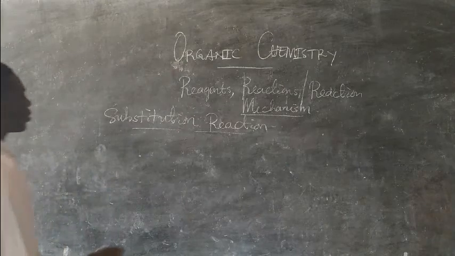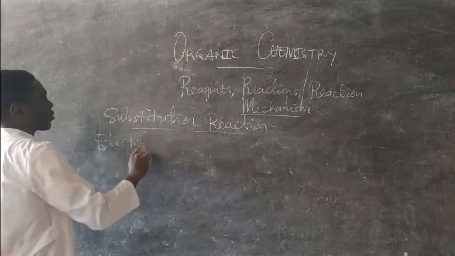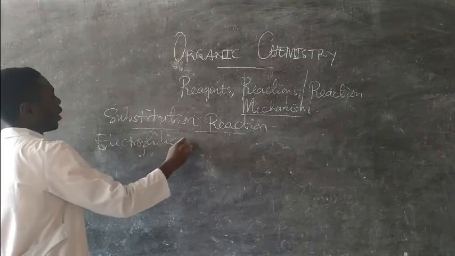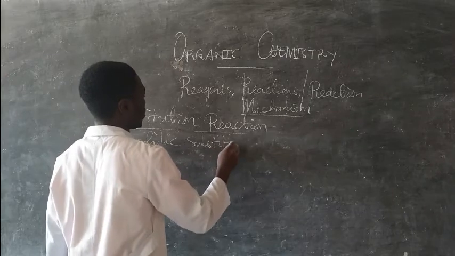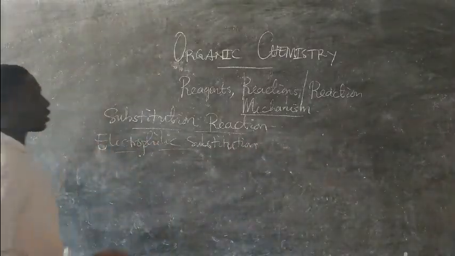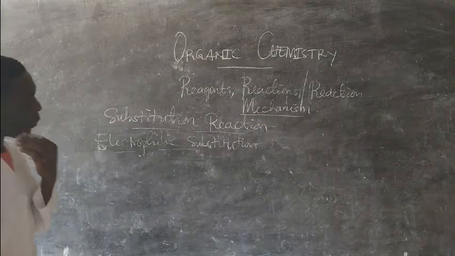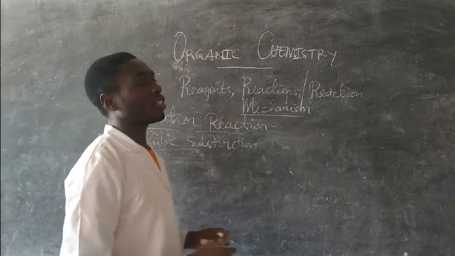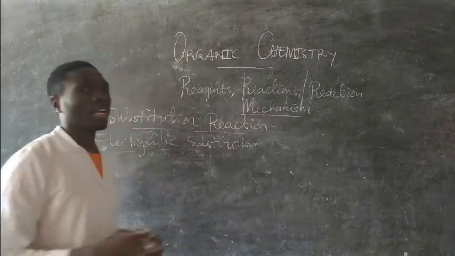Now let's look at electrophilic substitution. Electrophilic substitution occurs on the benzene ring. This is one of the reasons most of the time when they ask you why benzene does not contain double bonds, you say benzene does not readily undergo electrophilic addition.